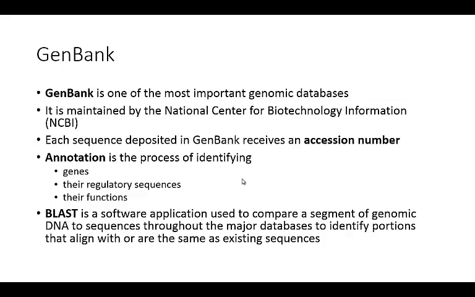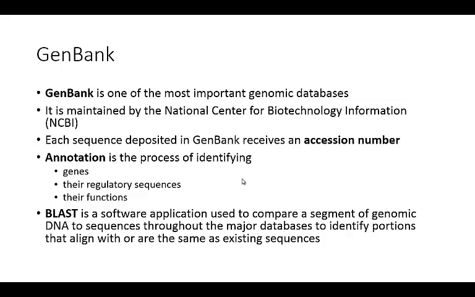Annotation is the process of identifying genes, their regulatory sequences, and their functions through that raw DNA sequence. Now that the human genome has been sequenced, we're going to talk more about this later, there's still quite a lot of genomic information that has not been annotated correctly, or the function of these genes has not yet been determined, or how they're regulated has not yet been determined.